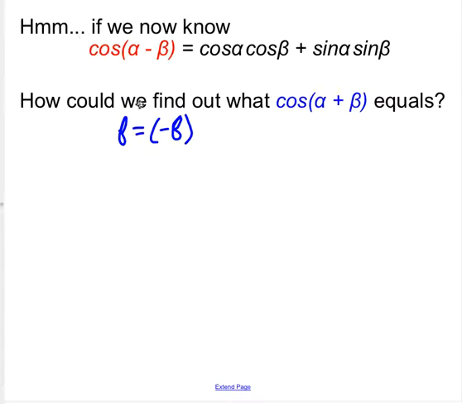So I'm going to make this little substitution, and I'm allowed to do this, right? We just proved this identity. That means it's true for any angle alpha and any angle beta. So in this case, I know it's true for a negative angle instead, because it's true for any angle. So I'm going to swap out any beta I see with the negative beta.